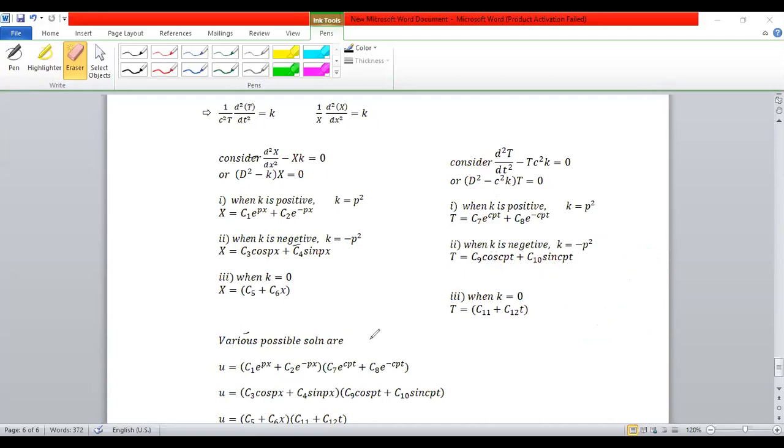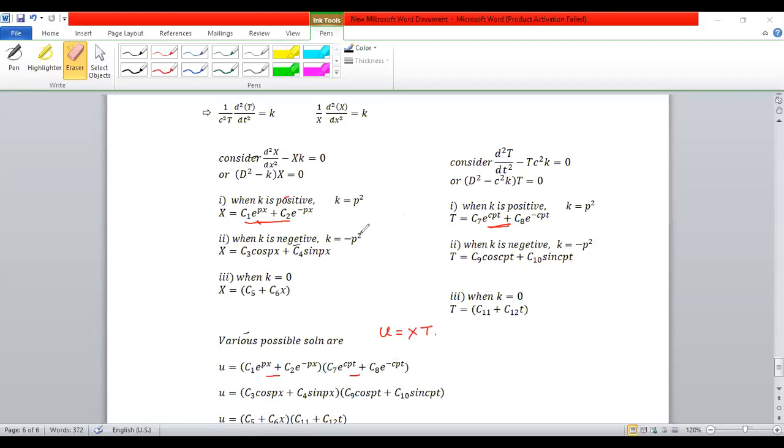Now, conclusion. The various possible solutions are, what was the assumption? Assumption was that u is equal to X into T be the solution. When k is a positive constant, X is equal to c1 into e power px plus c2 into e power minus px. This is the solution. T is c7 into e power cpt plus c8 into e power minus cpt, X into T. This is when k is a positive constant.